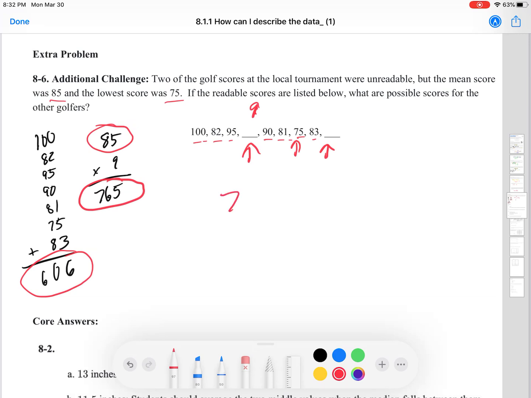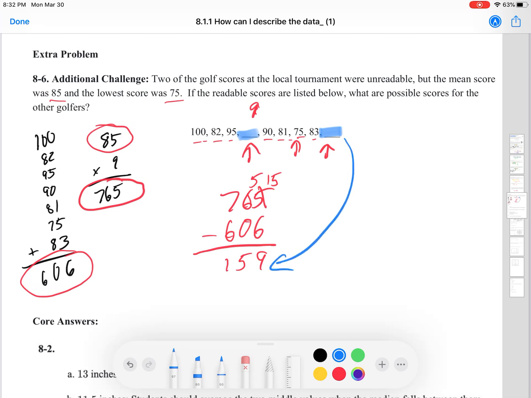Well, that means that if we're supposed to have a total of 765, but we only have 606, when we subtract that, we'll get 159. 159. I made a mistake. That one is not a 16, that's a 15, isn't it? That means that these 2 scores left, right? Those 2 scores, this one and this one, have to equal 159.